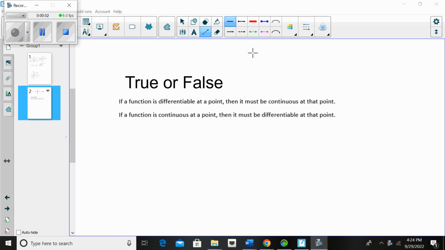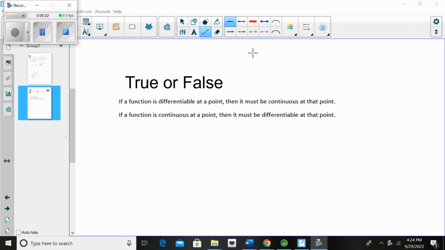So we're going to start off here with a little true or false. Okay, first statement. If a function is differentiable at a point, that means I can draw a tangent line to the curve and compute its slope. That's what differentiable means. I can find the derivative at that point. Then it must be continuous.